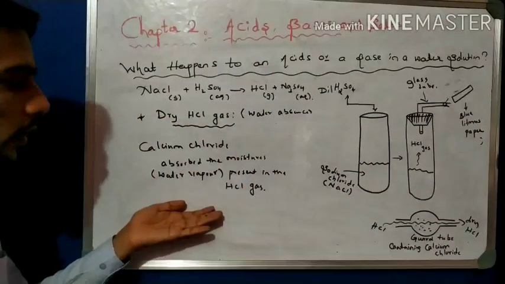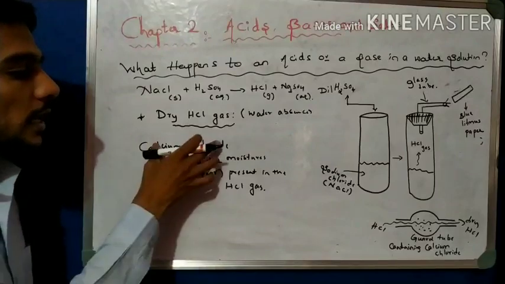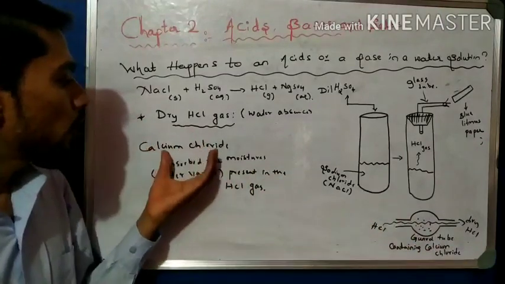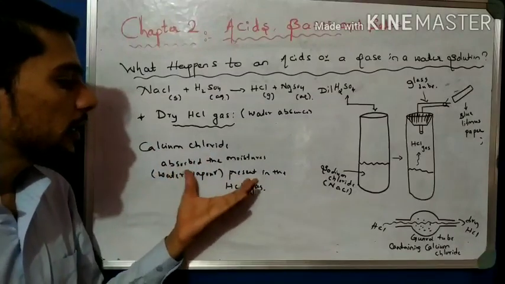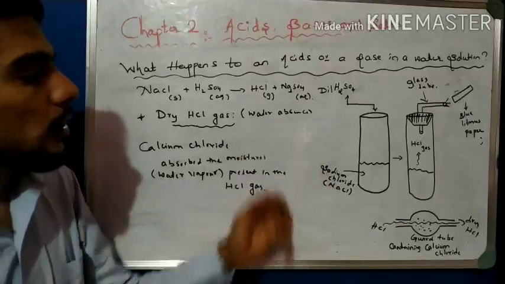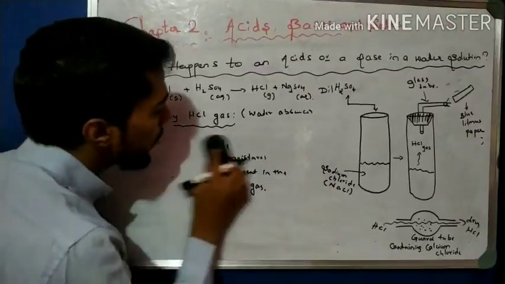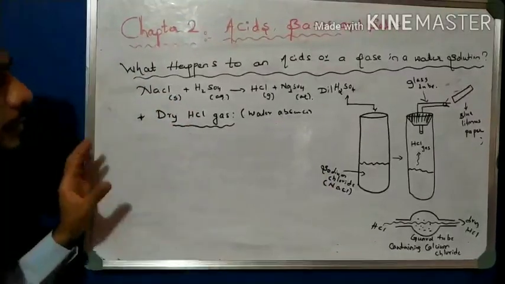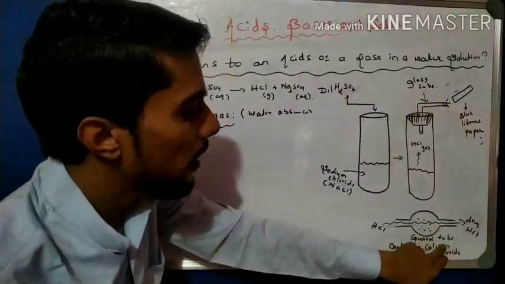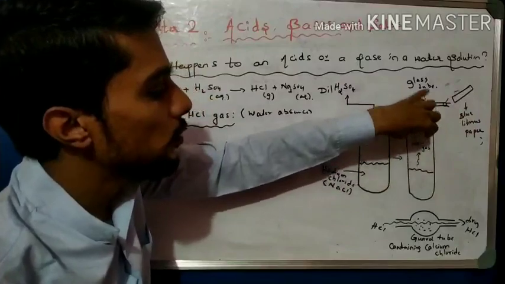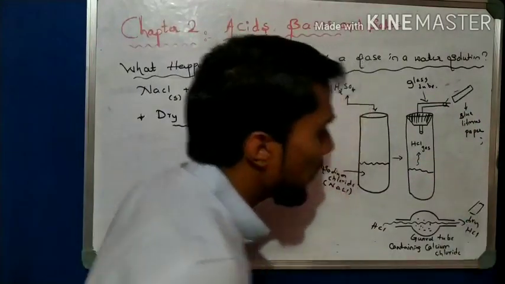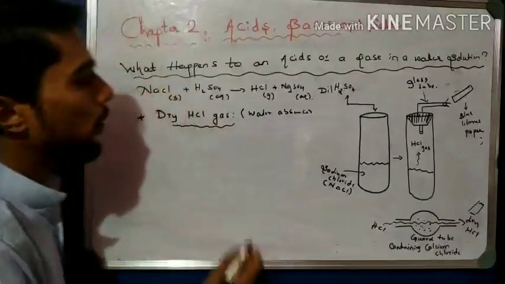So write down the function of calcium chloride. What is the function of calcium chloride here in the guard tube? The calcium chloride function is to absorb the moisture present in the HCl gas. So we get the dry gas, that is, absence of water. So now I remove it. Right, so here is dry HCl gas. Now when I fix the guard tube here, the gas is passed through the guard tube, so we get dry HCl gas. Now when this dry HCl gas is checked with blue litmus paper, what happens?